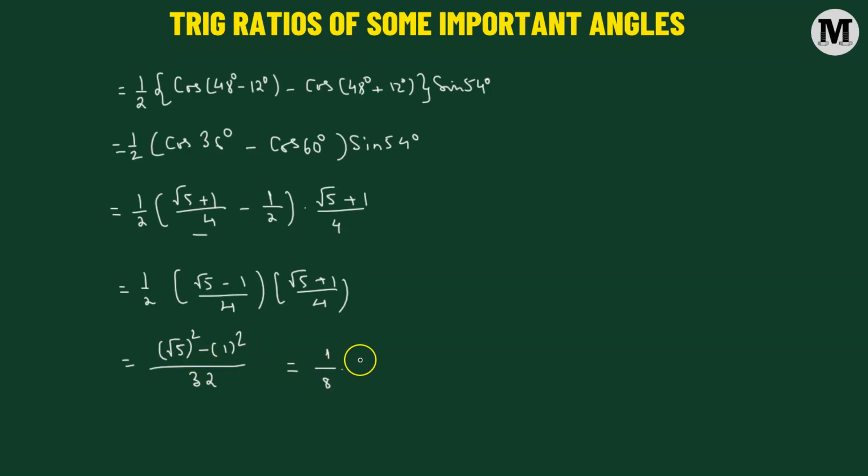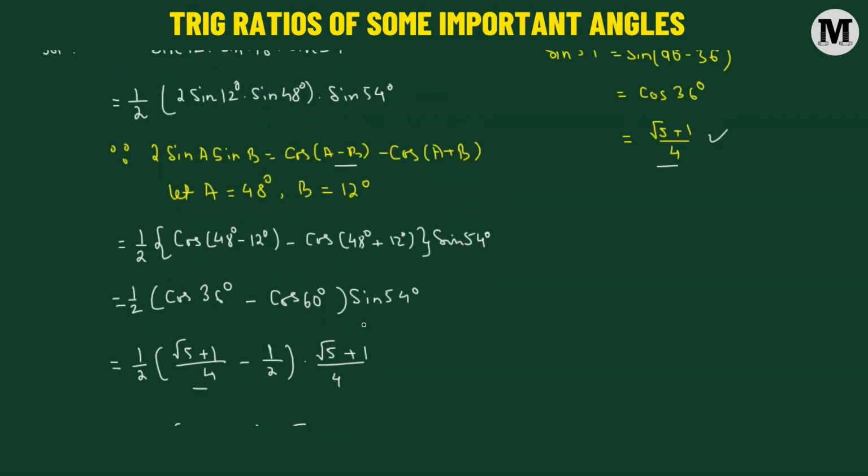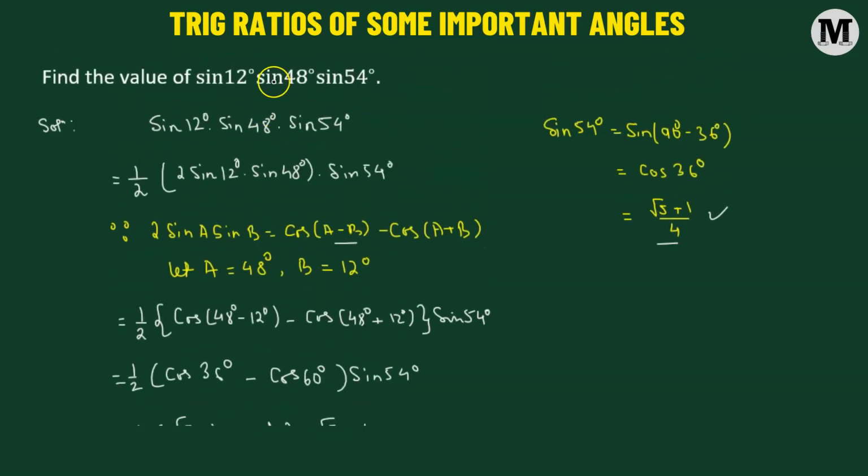So we have finally obtained the value of the given trig expression. Sine 12 degrees times sine 48 degrees times sine 54 degrees corresponds to 1 over 8.